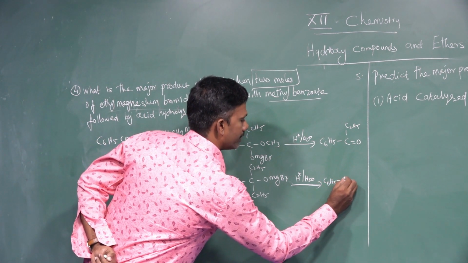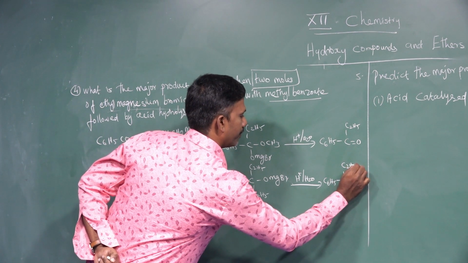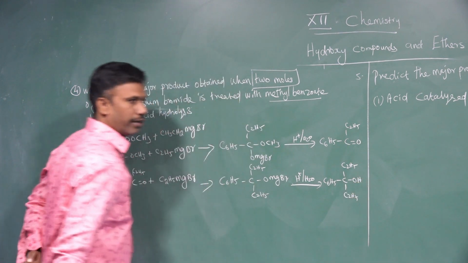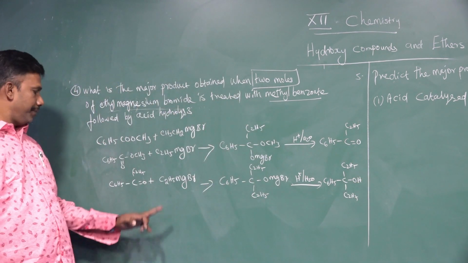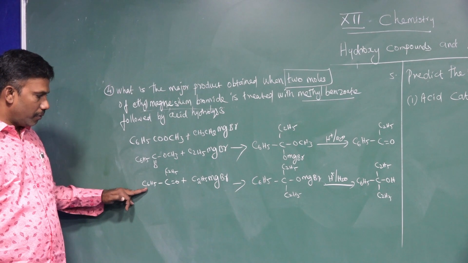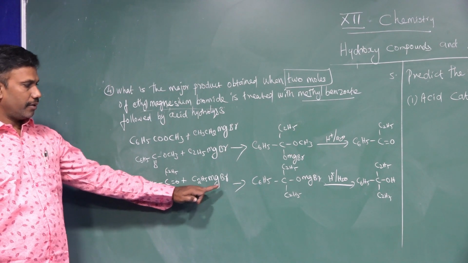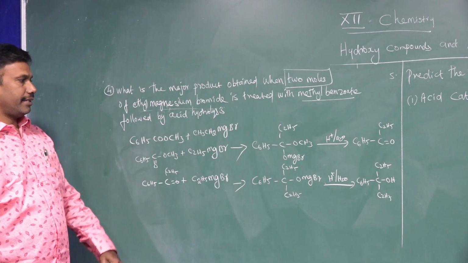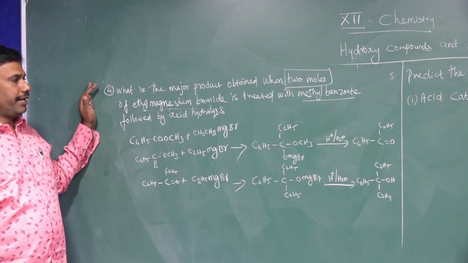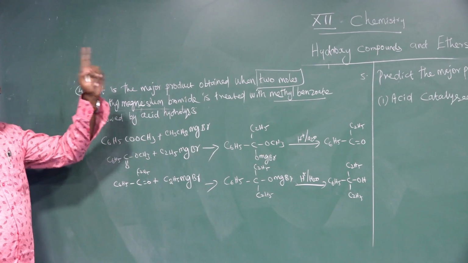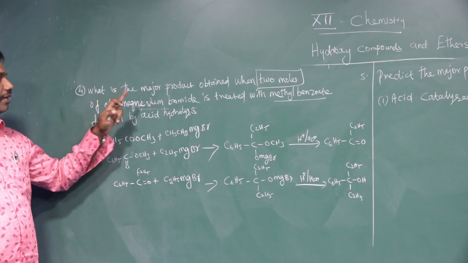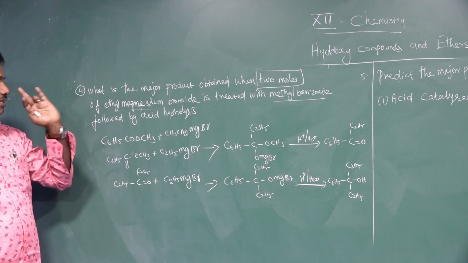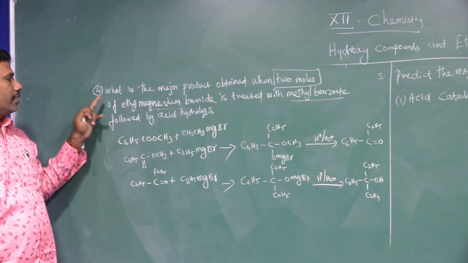C6H5, C2H5, C2H5, OH. You are getting the tertiary alcohol. The ketone treated with the Grignard reagent gives the tertiary alcohol. So that's all about the question. The question asked: when 2 moles of ethyl magnesium bromide is treated with methyl benzoate followed by the acid hydrolysis, what is the major product?